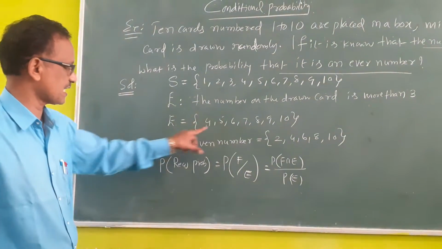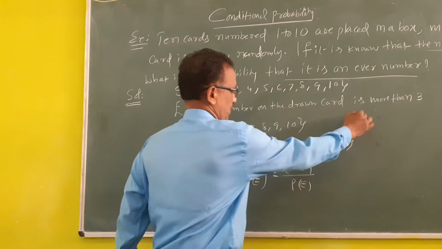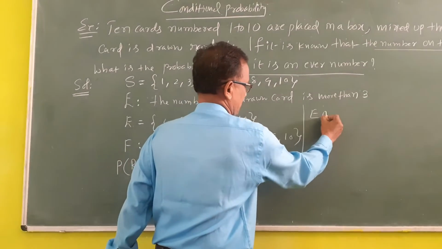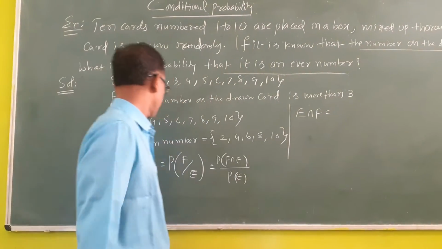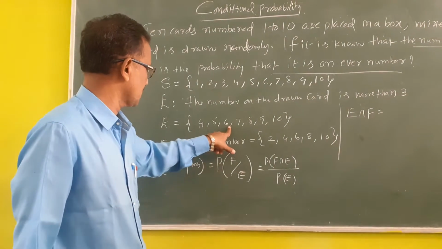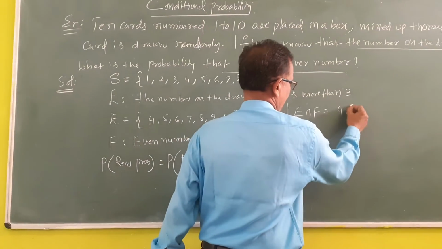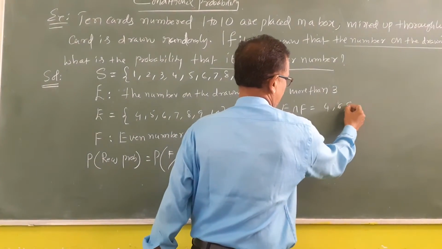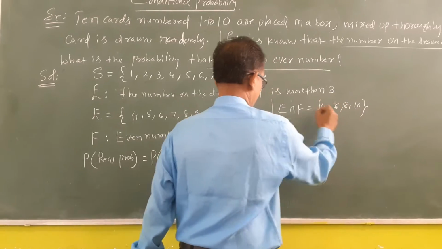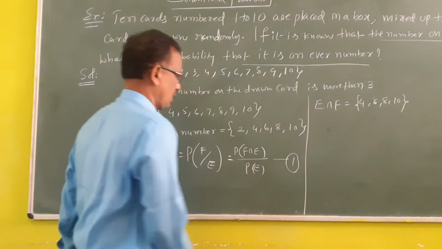So the intersection part, how many are there? Intersection part. Okay, so that we write here. Intersection: 4, 6, 8, 10. This is the intersection. Call it 1. Then we find all the values.